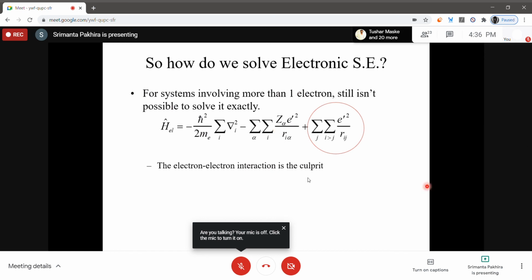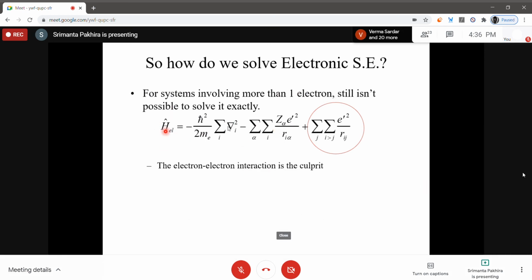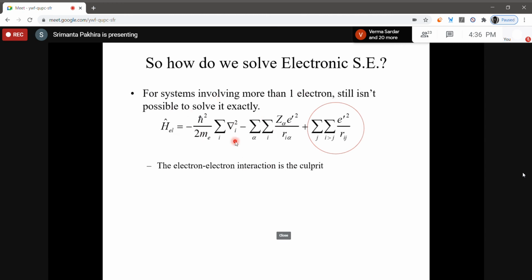Again, I'm coming to the same picture. The first term, H capital, is the kinetic energy of the electron. We know that the velocity of the electron is of the order of the velocity of light, 3 into 10 to the power 8 meters per second, of the order of, say, instead of 3 it may be 2. The second term is the electron-nuclear attractive term, and the last term, highlighted by the red circle, is the electron-electron interaction term.